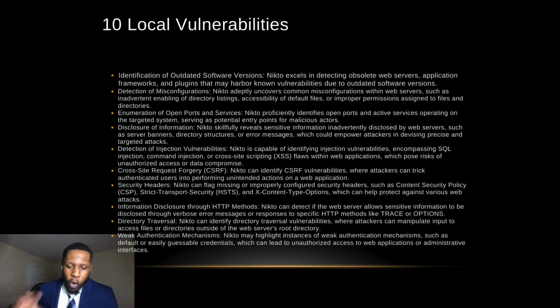Now here are 10 vulnerabilities that I found. First, identification of outdated software versions. Nikto excels in detecting obsolete web servers, application frameworks, and plugins that may harbor known vulnerabilities due to outdated software versions. Nikto can be run on different things. It's very good at identifying vulnerabilities that aren't updated on that system or server. It can find vulnerabilities that are just plain old and were left behind due to an update.